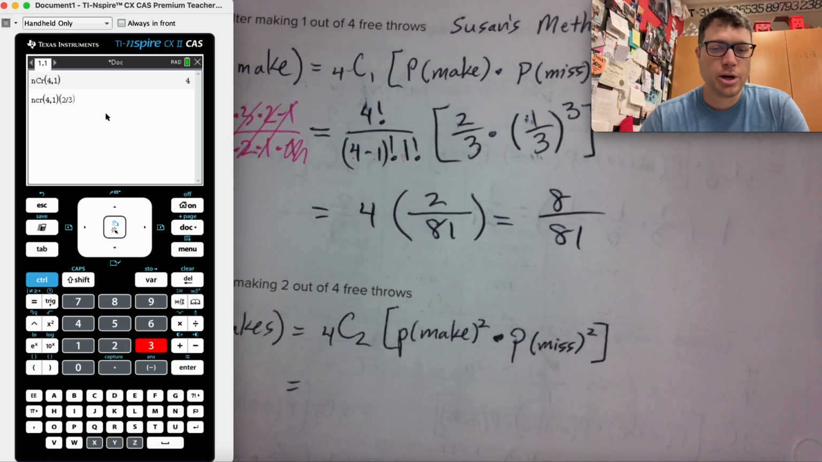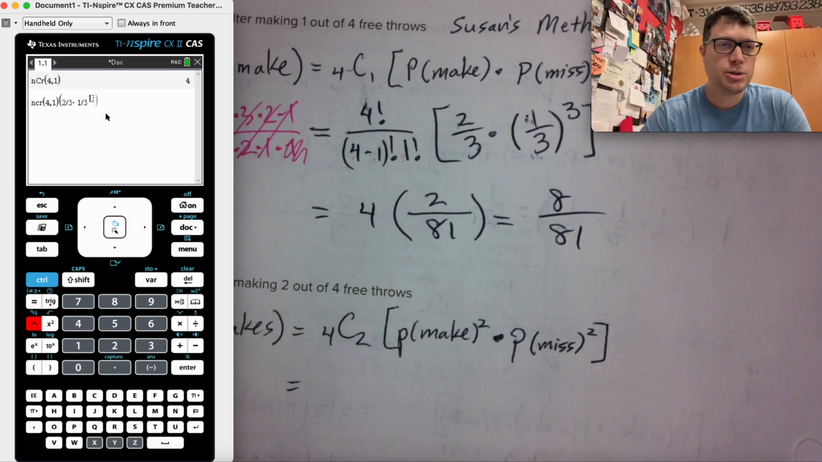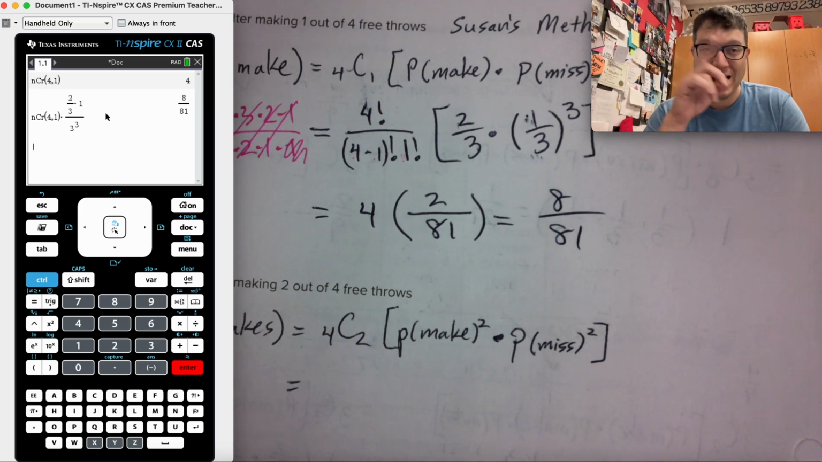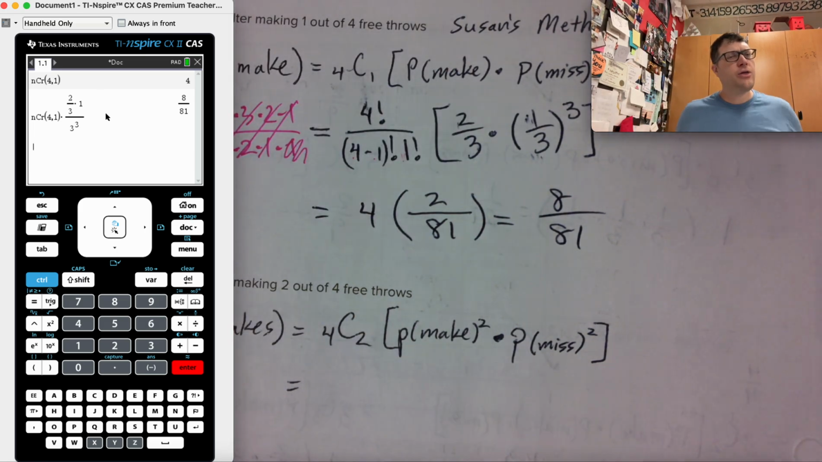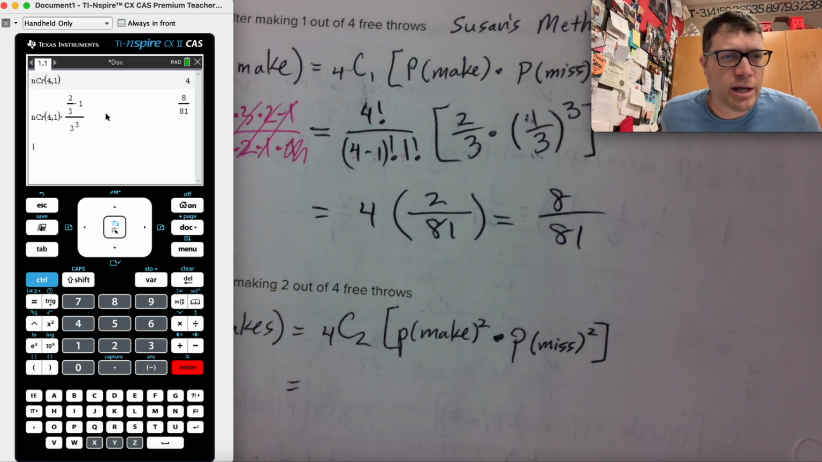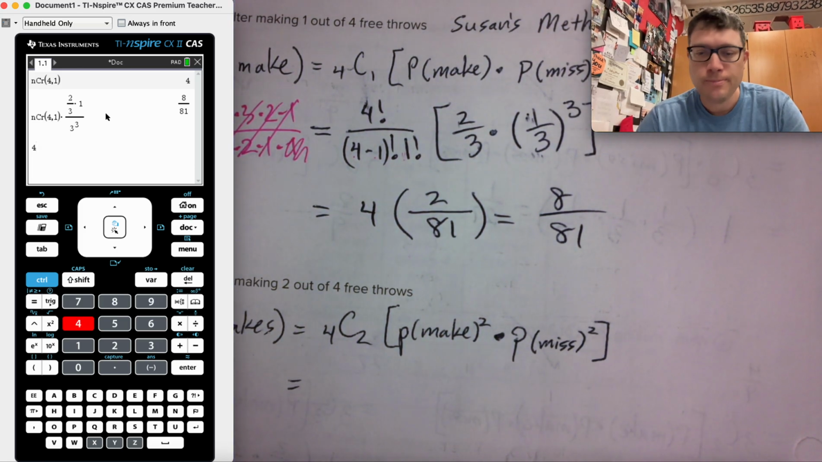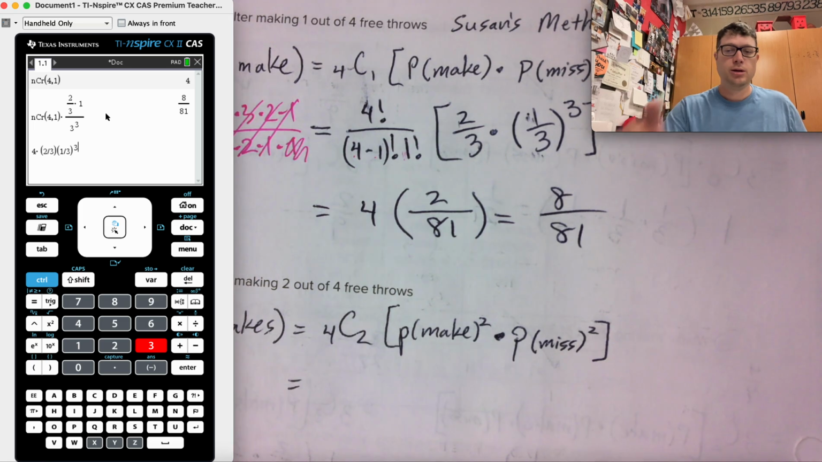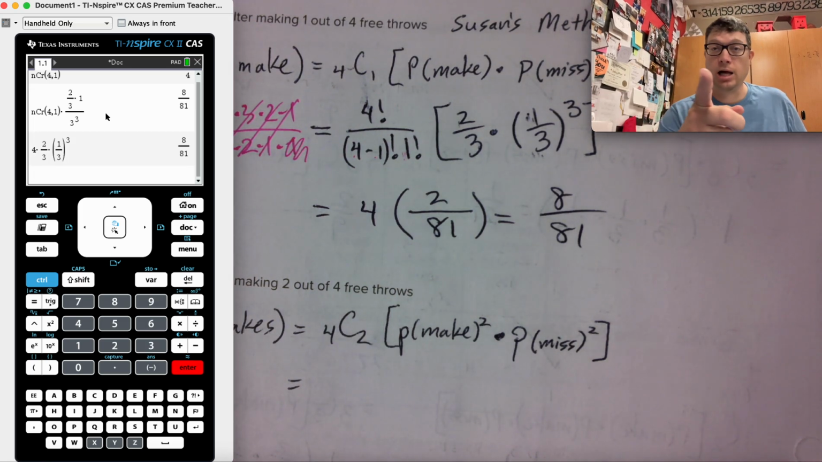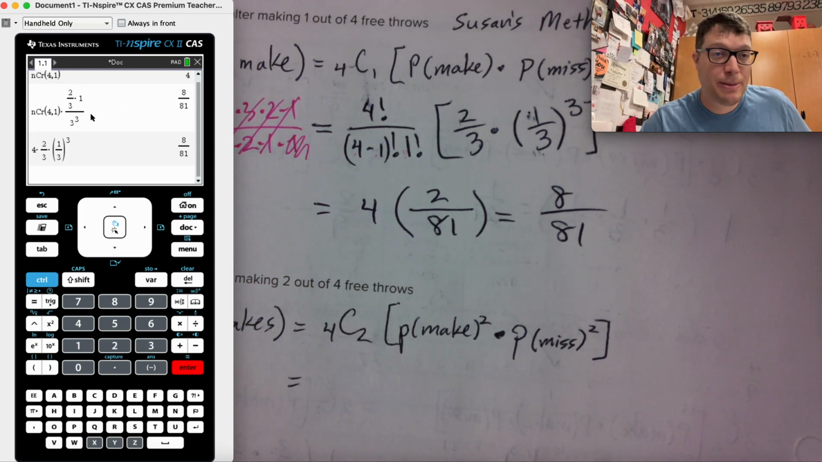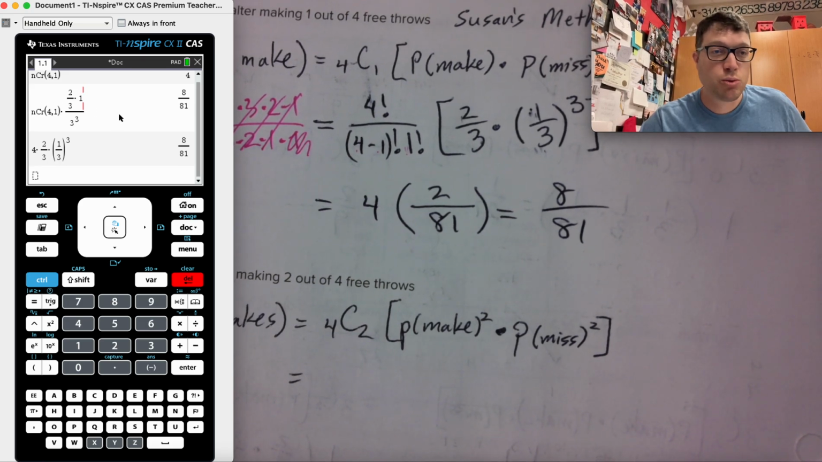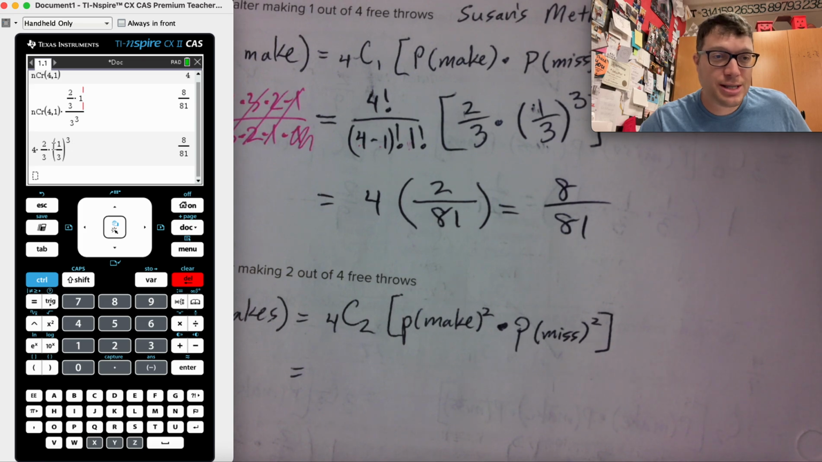2/3 times 1/3 to the 3rd. 8 out of 81. I think I did that exponent wrong and I got lucky. Okay, parentheses matter. So 4 times parentheses 2/3 times parentheses to the power 3. I got lucky because this is bad math right here. This is wrong. You're not supposed to put the exponent where I did. This is the better math.